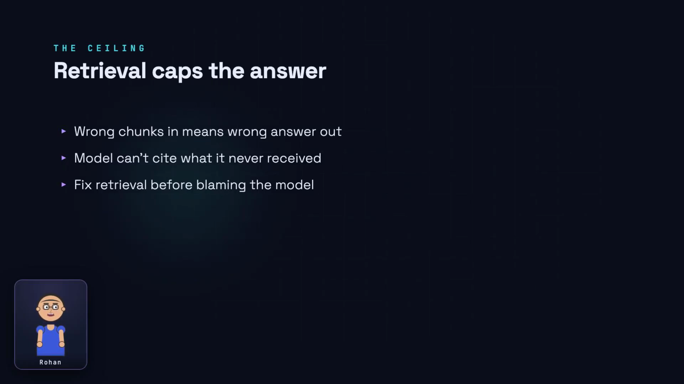If the right chunk never gets fetched, no amount of clever prompting saves you. The model literally cannot cite text it never received. When answers go wrong, inspect what was retrieved before you blame the model.